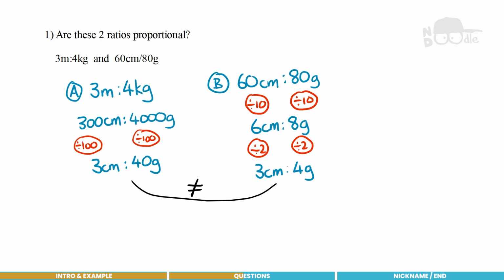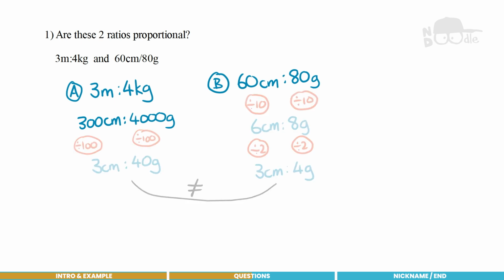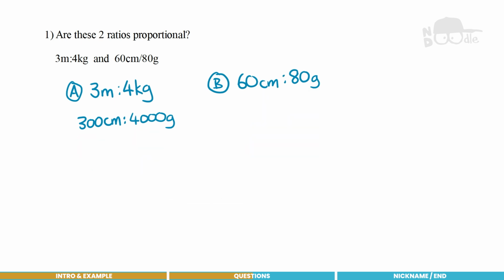As you get more confident with manipulating and simplifying ratios, you'll probably be able to spot ways to check for this equivalence earlier in the question, which can save you some time. Let me explain. Let's go back to the question when we have just made sure our units match. For ratio A, we have 300 centimeters, and ratio B, we have 60 centimeters. You might spot here that we can divide 300 centimeters by 5 to get 60 centimeters. So let's do that to ratio A.